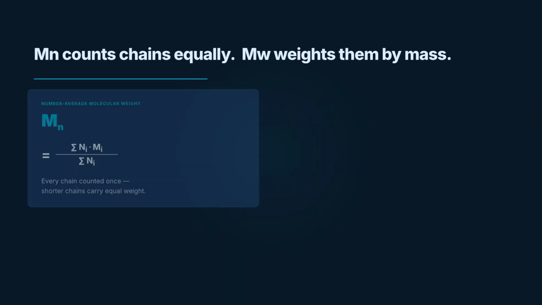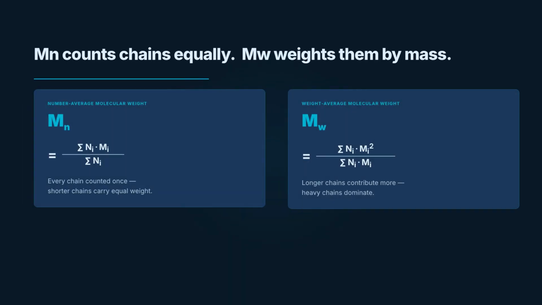There is more than one way to calculate an average molecular weight, and the choice matters. The number average molecular weight, Mn, treats every chain equally. It's the total mass divided by the total number of chains. The weight average molecular weight, Mw, gives more influence to the longer, heavier chains. In a narrow distribution, Mn and Mw are close together. In a broad distribution, Mw pulls away from Mn.